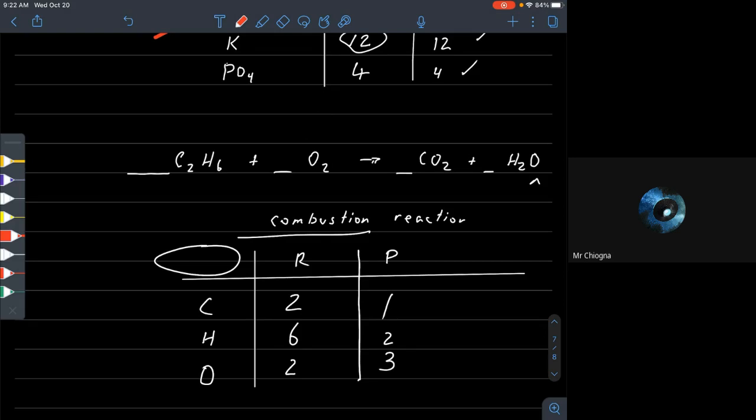Okay, let's try carbon first. There's 2 here. I want 2 here. Put a 2 in front. Kind of messy, but that's my 2. What does that do? That gives me on the right 2 carbon.